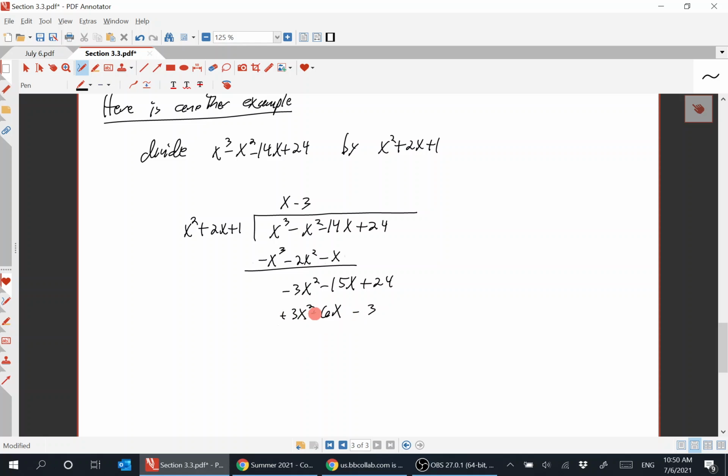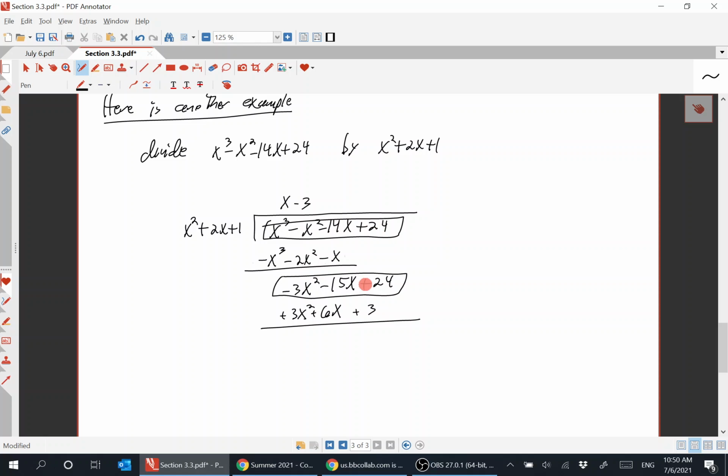Now I'm going to negate each term, flip the sign on each term, and now perform this addition. Minus 3x squared plus 3x squared is 0. Right? So each time this remainder goes down in degree by 1.